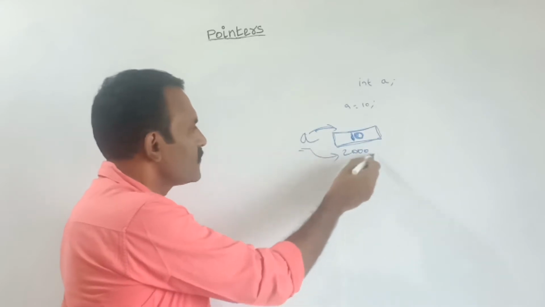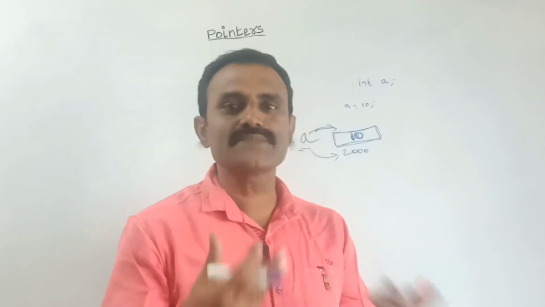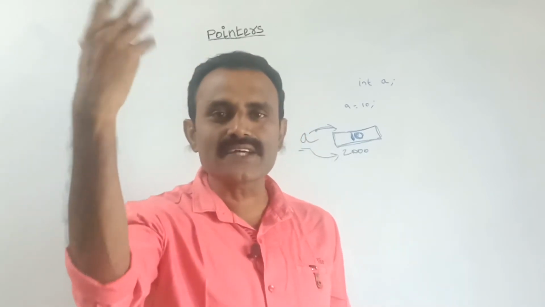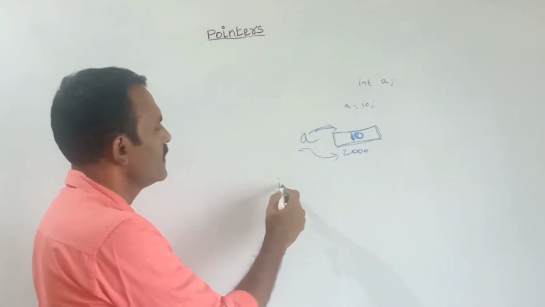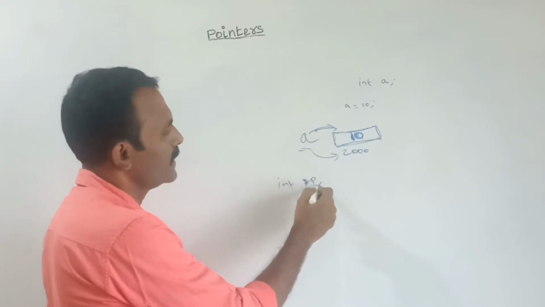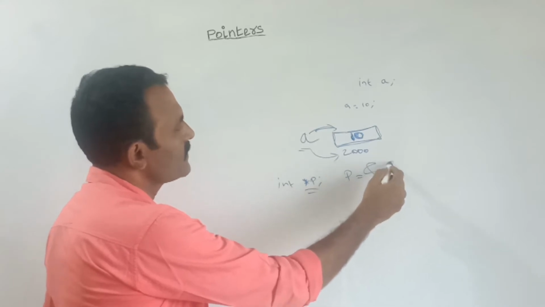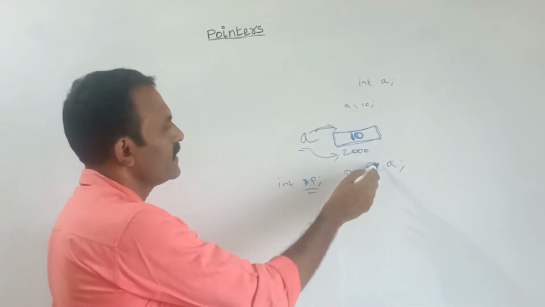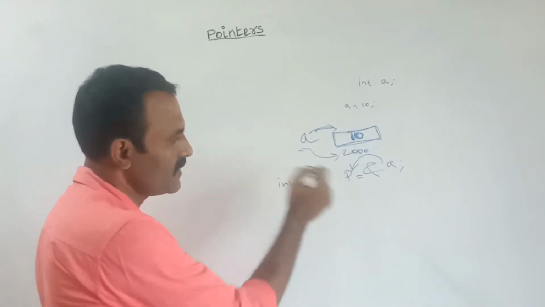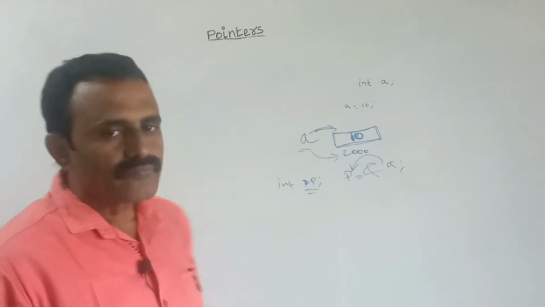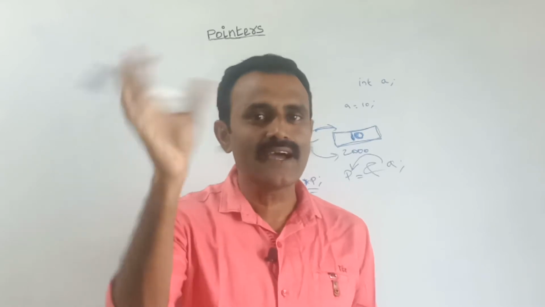Suppose we want to fetch the address of this variable a and store it; then I can declare a pointer variable. With the help of this pointer variable, we can store the address of another variable. For example, if I declare the pointer variable p, then p is equal to address of a, so that the address of variable a is stored in the pointer variable p. So a pointer variable is a variable used to store the address of another variable.